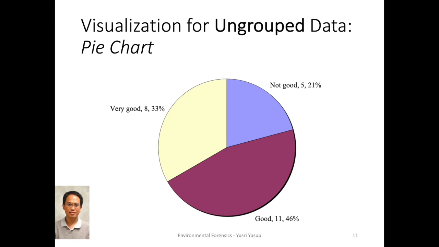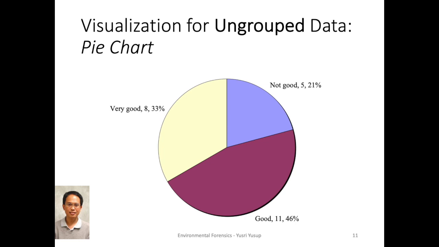This pie chart requires the viewer or the user to assess the difference in width, difference in area. For example, the good area is large, so you can clearly see that the good area has a larger magnitude than the not good area.